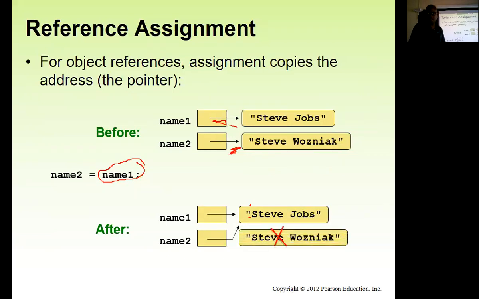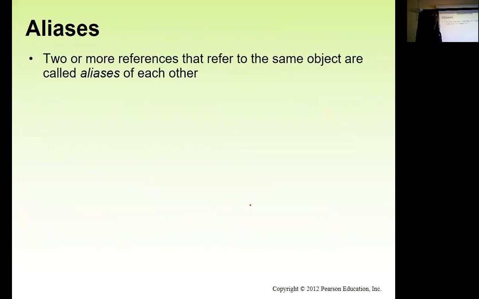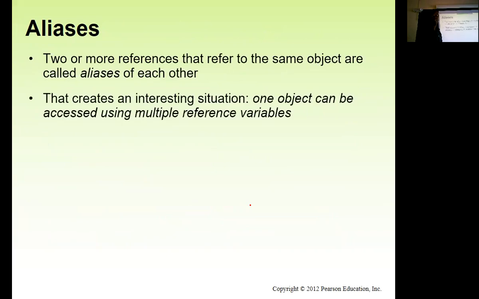All right. Moving on. Two or more references that refer to the same object are called aliases of each other. All right? It creates an interesting situation, right? So it means we could actually create several variables that point to the same object. Basically, one object can be referenced by multiple variables. Because as in the case before, if we had said name 1 equal name 2, then name 1 equal name 3, right? And so on.